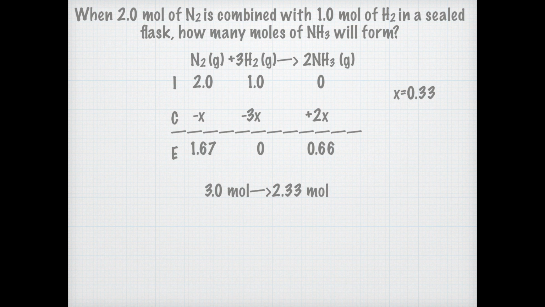So to find the percent change, I'm going to take 3.0 and subtract from that 2.33, and then I'm going to divide that by 2.33. That will give me the percent change, which is about a 22% decrease in my pressure.